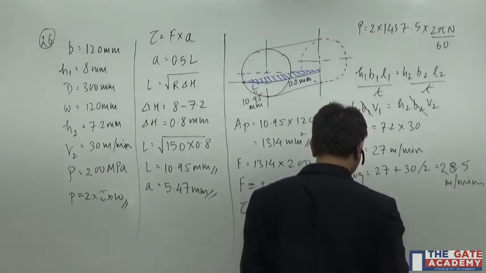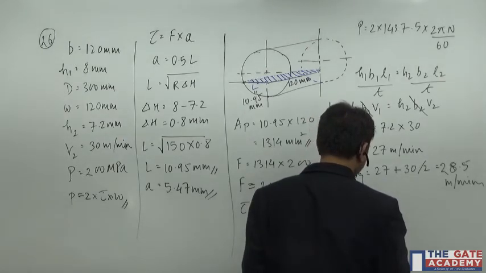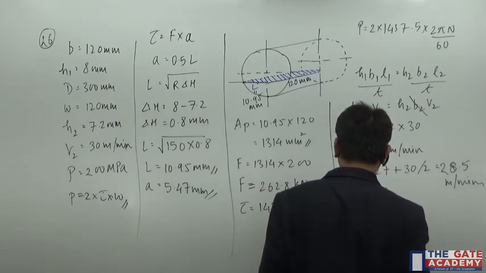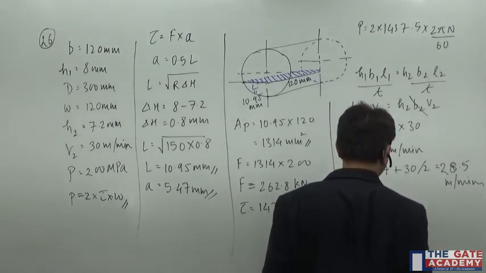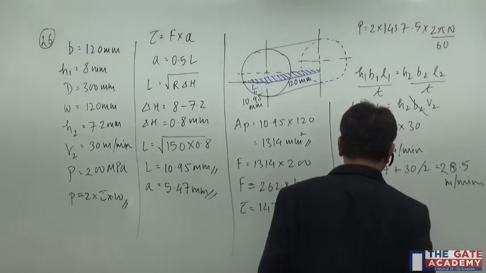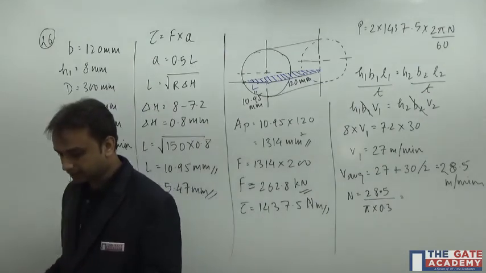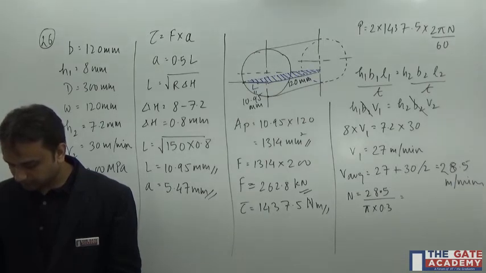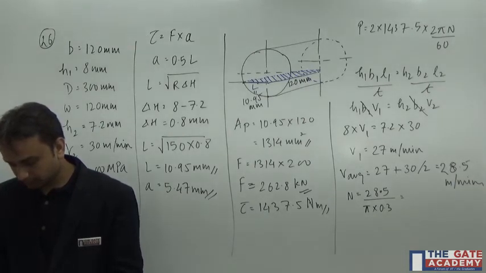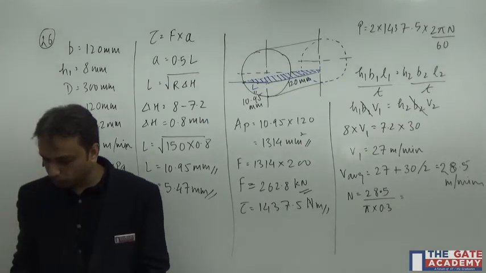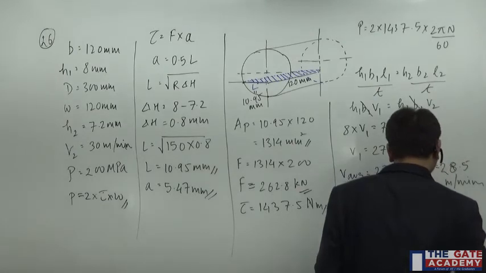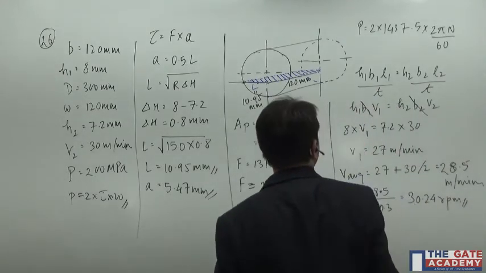Alright, so you can get n as 28.5 divided by pi into d. D is 300, so it will be 0.3. Yeah, that's all. So you will get the value for n as 30.24. 30.24 is the RPM that I am getting over here.